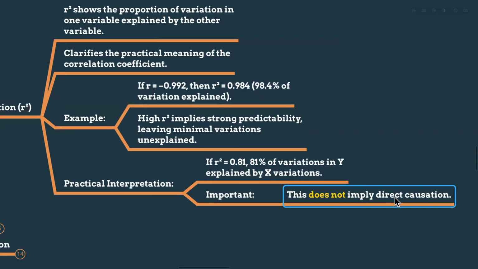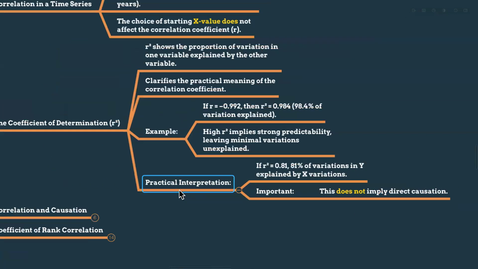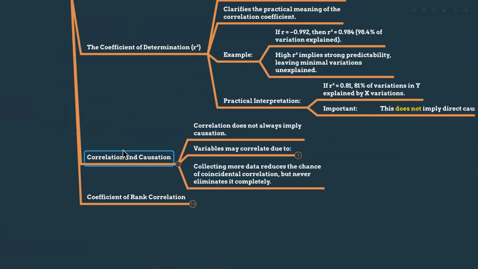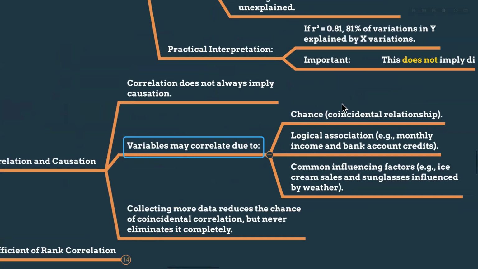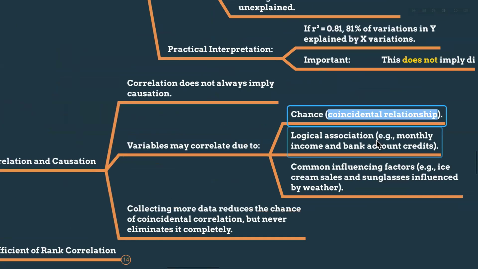So this doesn't imply direct causation. This is an important word. If we are doing this R squared, it doesn't mean that y is only affected by x, or x only by y. It doesn't imply direct causation. So correlation doesn't always imply causation. Variables may correlate due to chance, like a coincidental relationship, or a logical association, for example, monthly income and bank account credits.